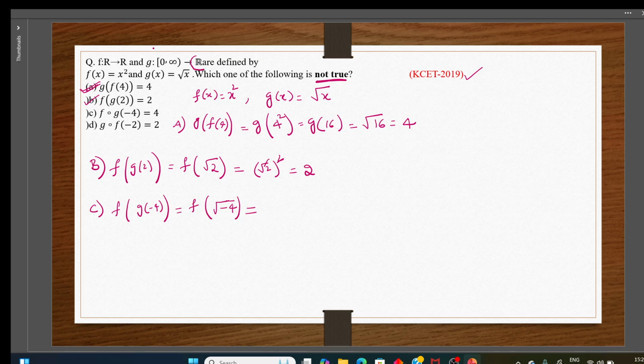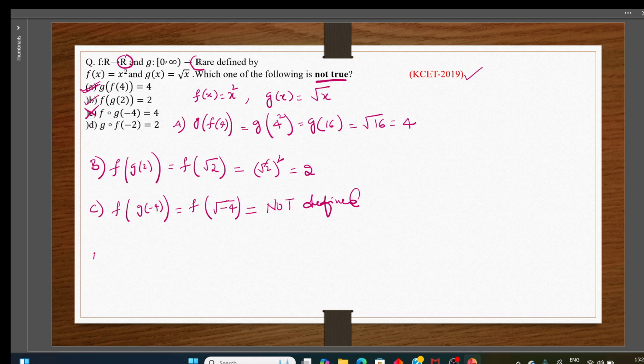So square root of non-negative means here range value. What is range value here? F function means here range value is real number only. But here we get complex number. So this type of function is not defined. So this option is wrong. This option is not true.